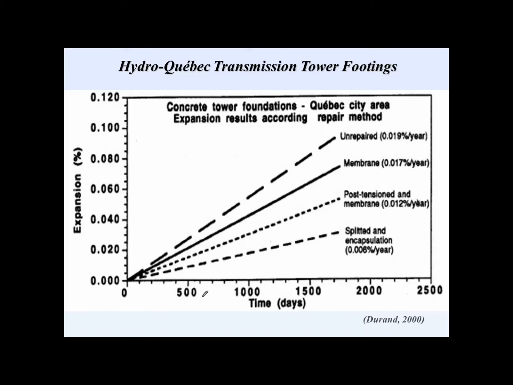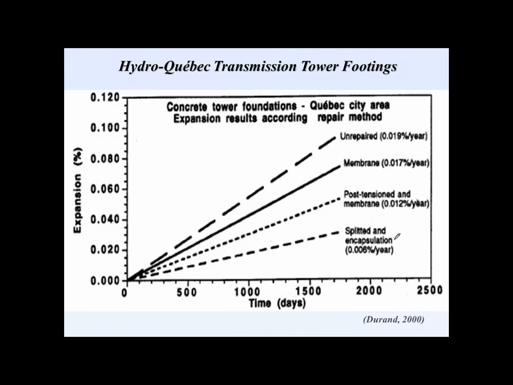This graph here shows expansion on the y-axis versus time after treatment on the x-axis, and what you could see here is that the unrepaired footings or foundations continue to expand quite a bit, 0.02% or so per year, which is quite considerable. When membranes were applied as the sole mechanism of repair, there was some reduction, so you can see that there was some benefit in reducing the water ingress into the concrete.